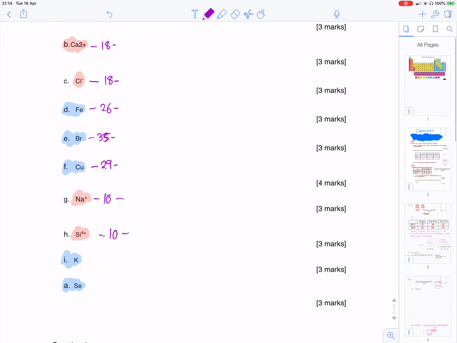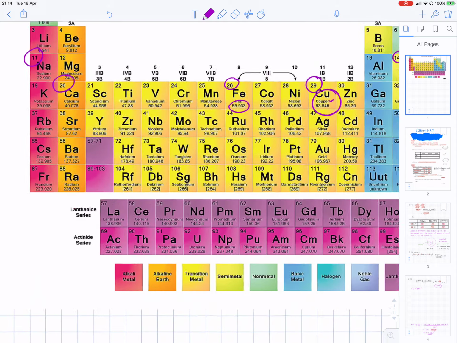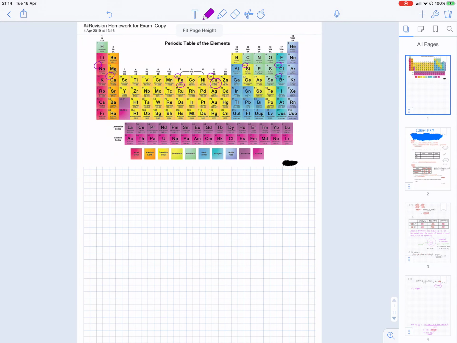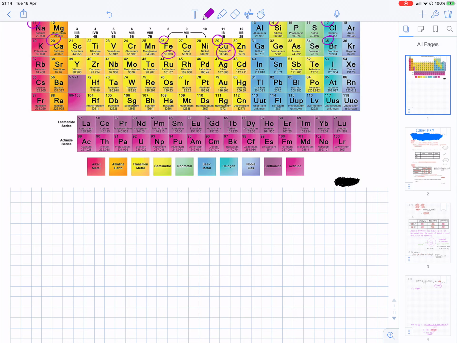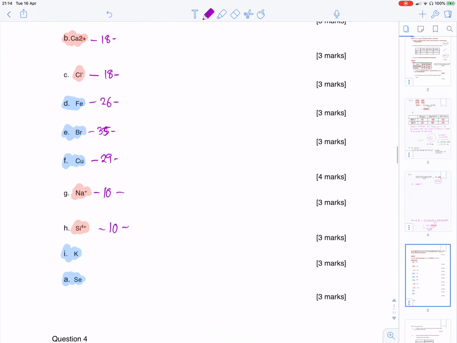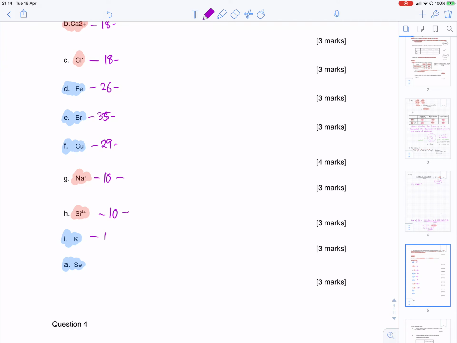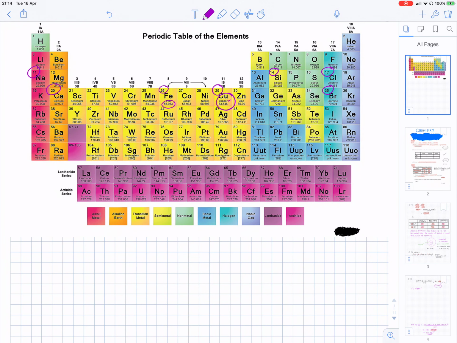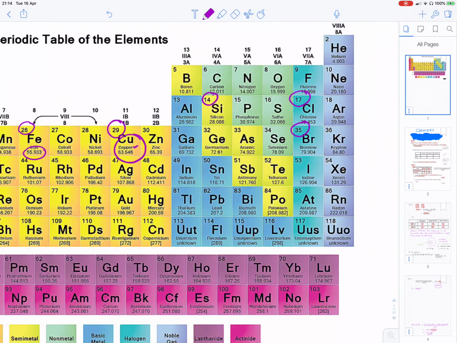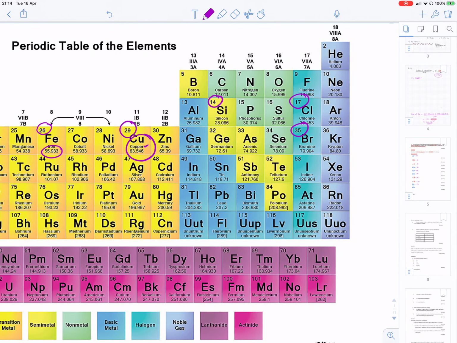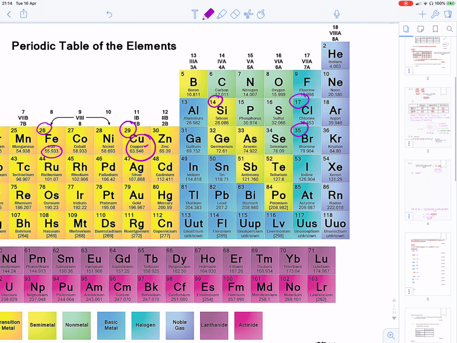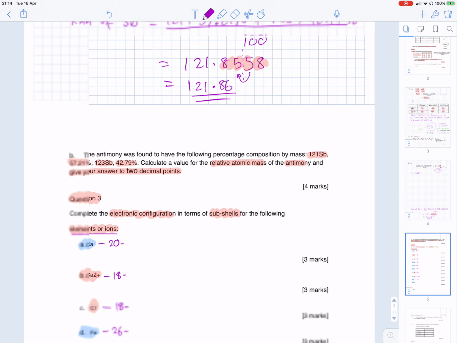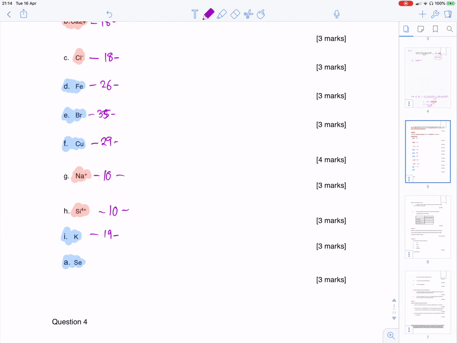Potassium is K, group 1 element with 19. And here is just K, so it's 19. Selenium, where is selenium? Selenium is right here. It has 34. So we're going to go ahead and put a 34 on selenium.